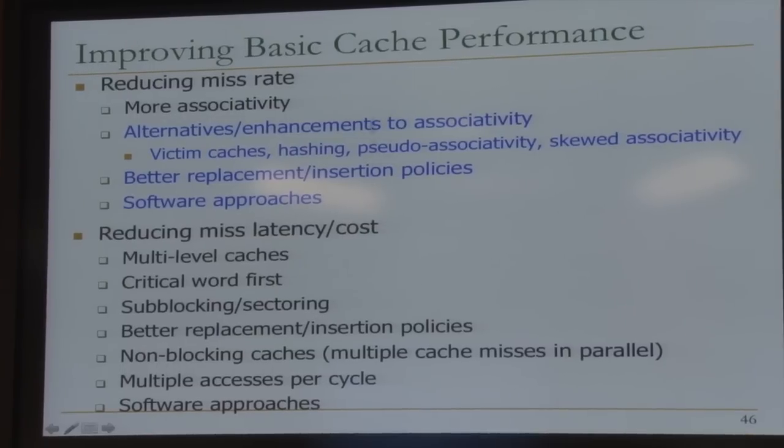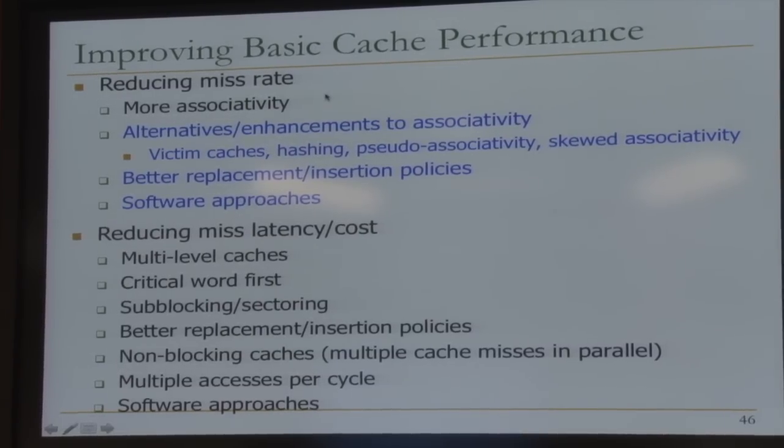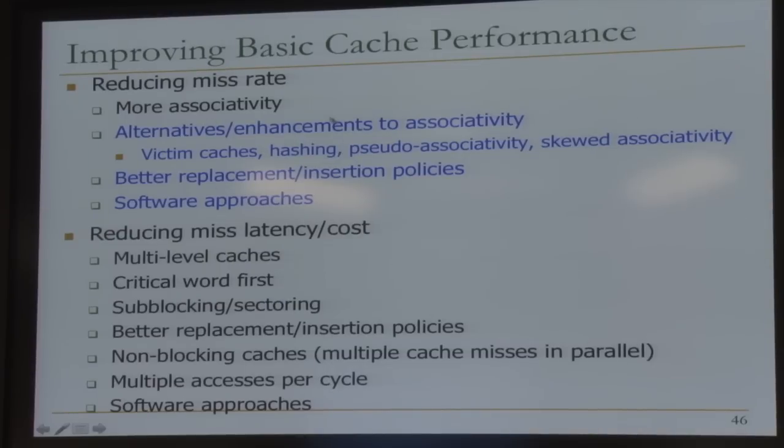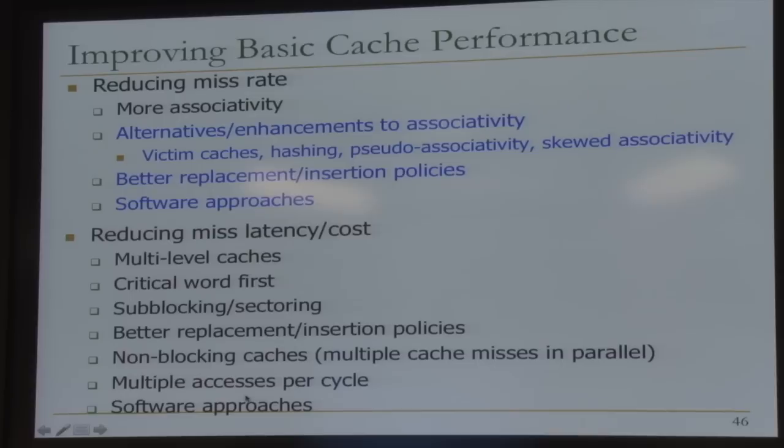So in the next lecture, we're going to go into how to improve basic cache performance. Basically, we're going to look at more alternatives or enhancements to associativity and better replacement and insertion policies and software approaches. We're also going to look at reducing miss latency and cost. And we've already seen some of these, but multi-level cache is one way of actually reducing miss latency, right? But we're going to look at non-blocking caches, supporting multiple accesses per cycle, and software approaches. So this is a good place to stop, and we'll start with this in the next lecture.